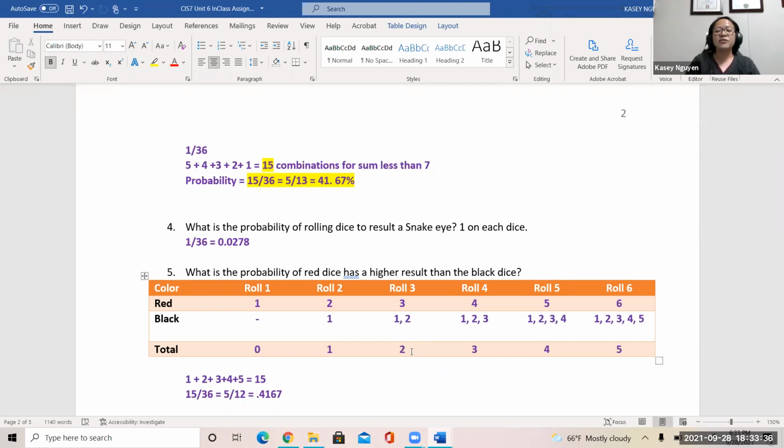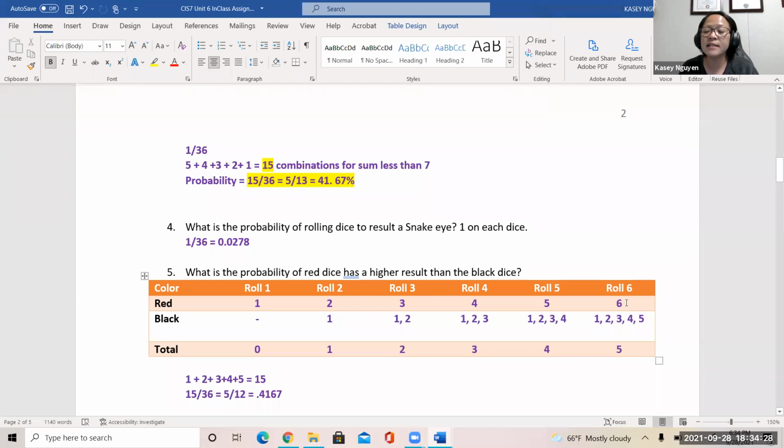Then on the next roll, if I get a 4 on the red, I can get a 1 or a 2 or a 3 on the black. So that will be three variations to get something lower. Then for the next roll, if I get a 5, I can get 1, 2, 3, 4 on the black, and that will be 4 variations to get something lower on the black if I get a 5 on the red. And as you can see, we do see a pattern, right?